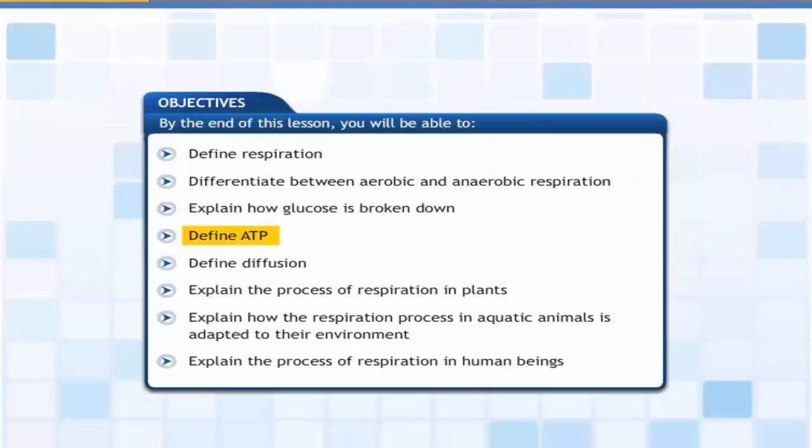define ATP, define diffusion, explain the process of respiration in plants, explain how the respiration process in aquatic animals is adapted to their environment, and explain the process of respiration in human beings.